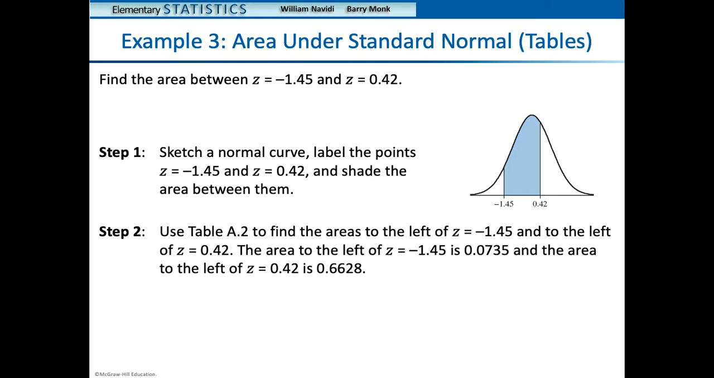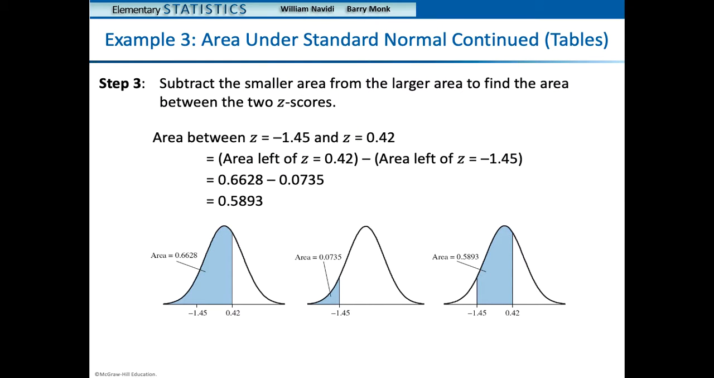Then we'll go back to our table, and we'll use the table to find the area to the left of both the z-scores. Okay. So if we use the table in exactly the way that we did in the previous two examples, we'll find that the area to the left of z equals negative 1.45 is 0.0735, and the area to the left of z equals 0.42 is 0.6628. So here's what we have, right?